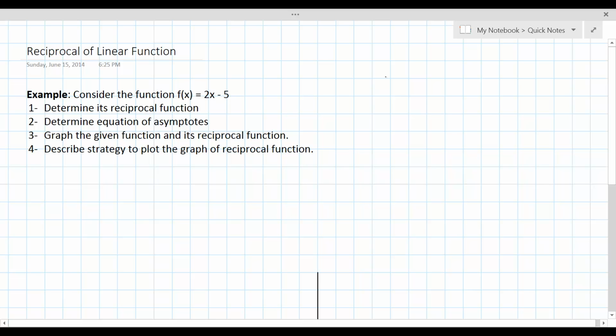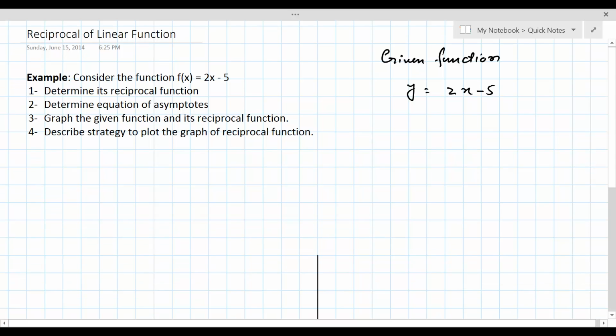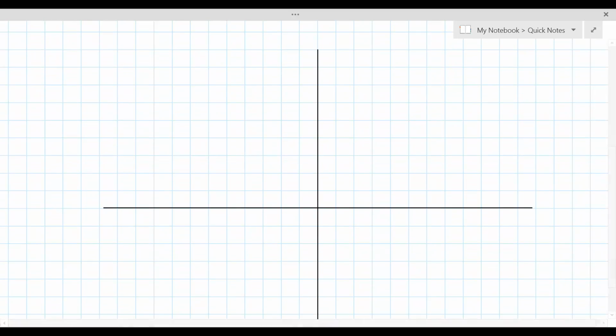The given function is a straight line. The given function is y is equal to 2x minus 5. So this clearly is a linear function and will represent a straight line. Let's draw the graph for this function y is equal to 2x minus 5.